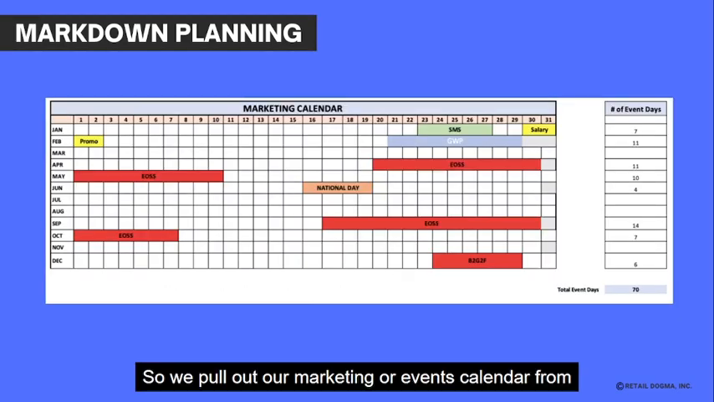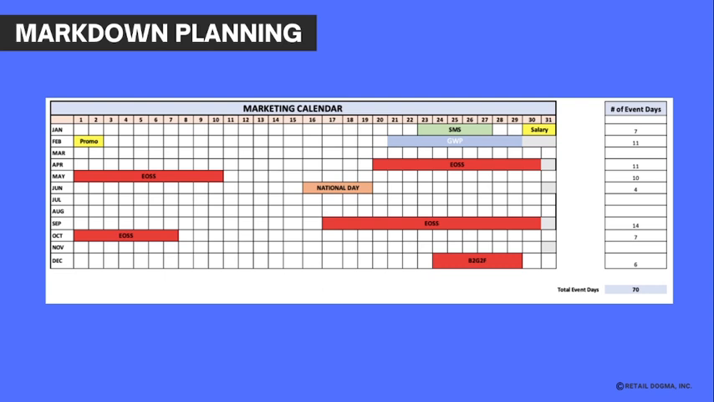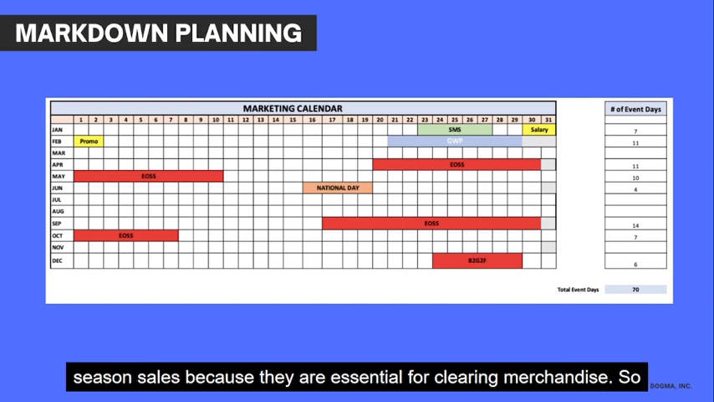So we pull out our marketing or events calendar from last year and see how many event days we had, and also what the types of events were and the discount level at those events. We can then start adjusting our markdown events to reduce the number of days. For example, instead of running the end of season sale for 3 weeks, 21 days, we can reduce it to 14 days. We can also tweak other events, especially if we are not able to touch the mid-season or end-of-season sales because they are essential for clearing merchandise.